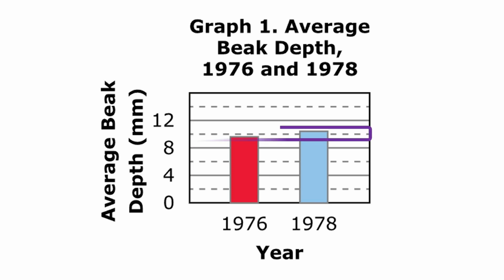This dashed line is halfway between the 8 and the 12. The number 10 is halfway between the number 8 and 12. So this dashed line is 10. The top of this red bar is slightly below 10. We'll estimate that its value is 9.5. The top of this blue bar is slightly above the dashed line. We'll estimate that its value is 10.5.